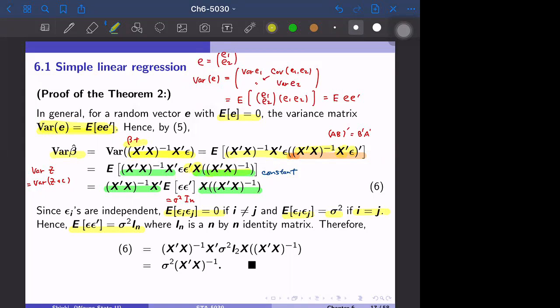So actually this disappears. We only have sigma square, but the identity matrix is the same as multiplying by nothing. So just think about the green part. In the green part, there's still the X prime X inverse, so only the last term remains. Then we get sigma square times X transpose X inverse. So now we have completed the proof for the variance of beta hat formula.